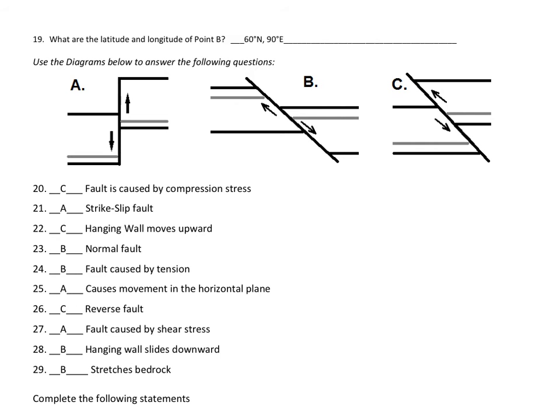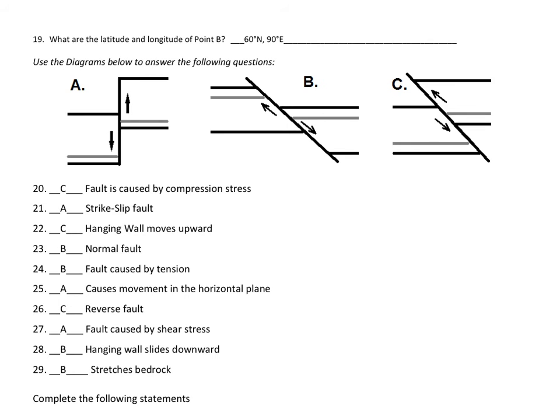Alright, causes movement in the horizontal plane. Again, horizontal plane, strike slip fault, it's got to be A. Reverse fault is C. Remember, if the reverse fault angle is less than 45 degrees, it's a special type of reverse fault that we'd call a thrust fault. Right? Fault caused by shear stress. Shear stress is going to be like a scissor, and that is going to be A.